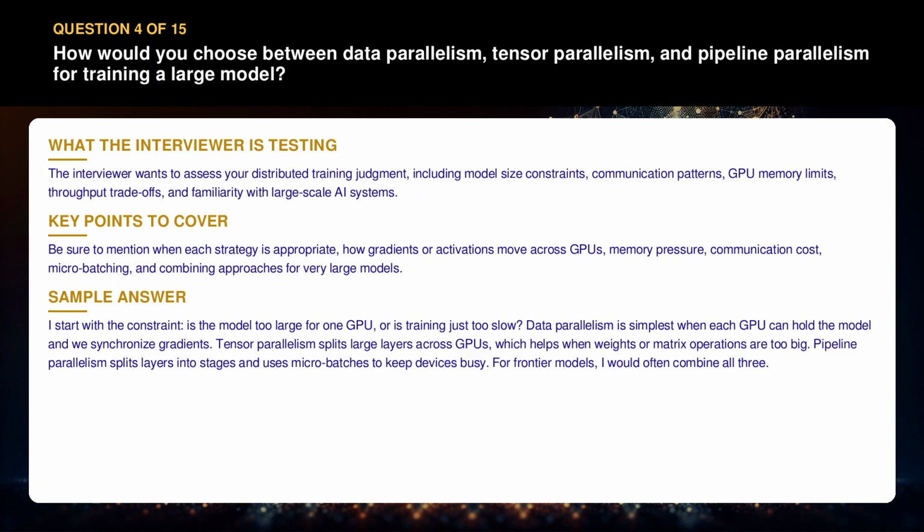I start with the constraint. Is the model too large for one GPU? Or is training just too slow? Data parallelism is simplest when each GPU can hold the model and we synchronize gradients. Tensor parallelism splits large layers across GPUs, which helps when weights or matrix operations are too big. Pipeline parallelism splits layers into stages and uses microbatches to keep devices busy. For frontier models, I would often combine all three.